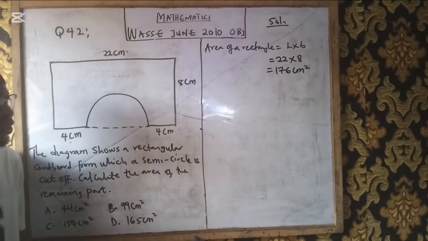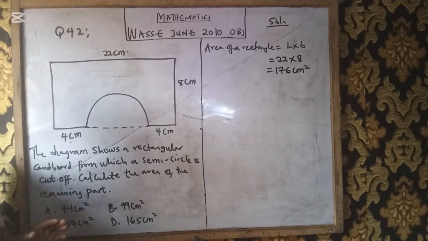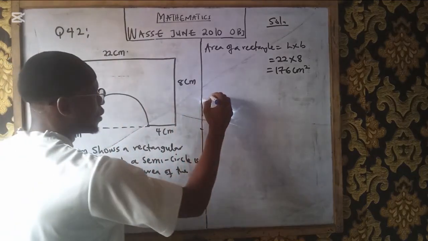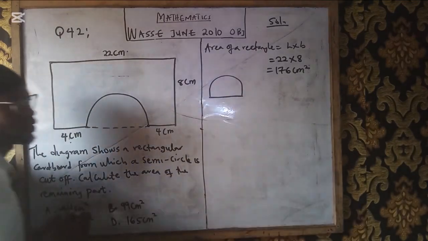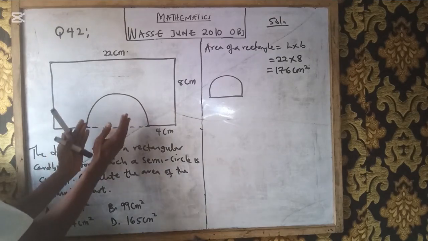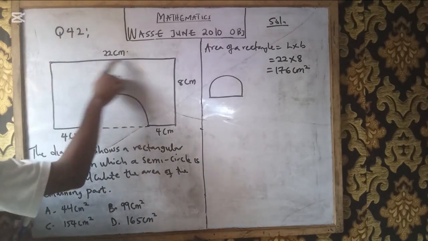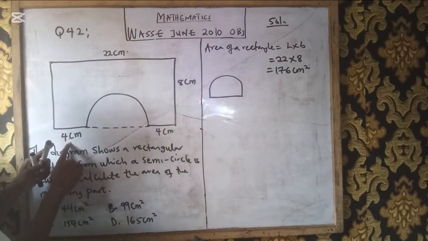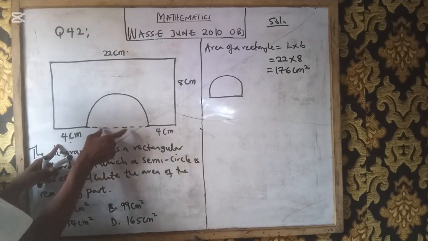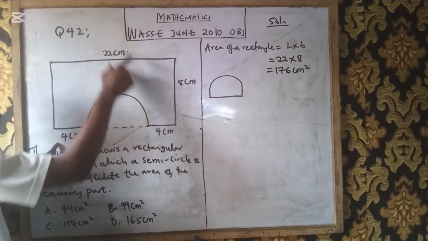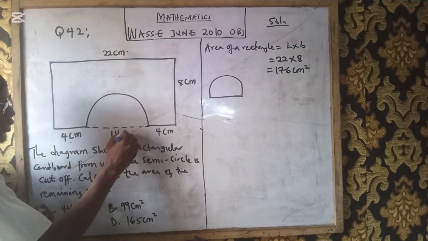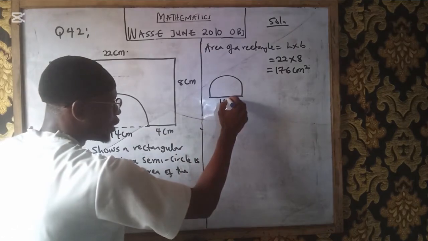We have got one of the shapes. Remember that we are told that a semicircle is cut off. So if a semicircle is cut off, let me bring it out, please. This is the shape that I have there. This is a semicircle. Now remember something, that from here to here is 22. Here is 4, and here is also 4 centimeters. So how do we get the value at this point, which is serving as our diameter in that case? 4 plus 4 is 8. Do you understand? Then 22 minus that 8 will give us 14. So this side is 14 centimeters.